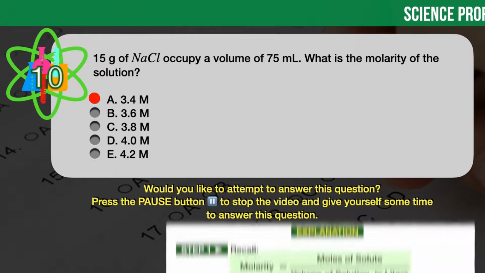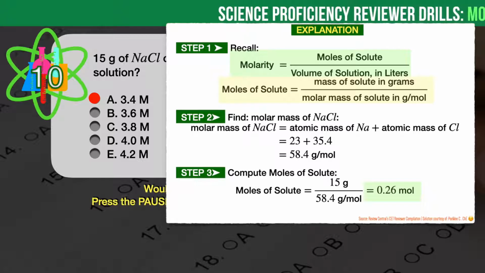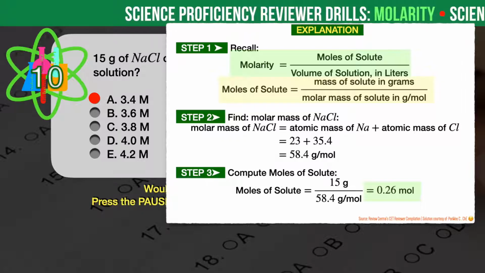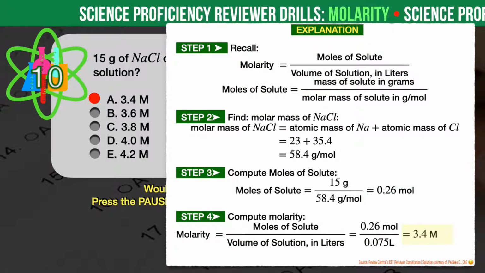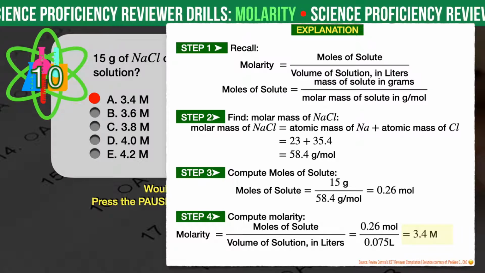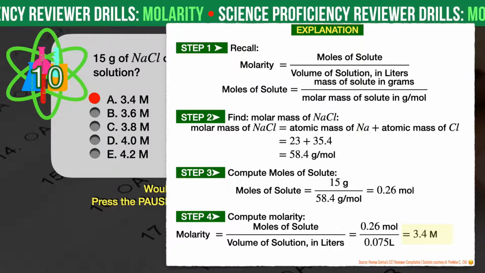3.4 M. From drill question number 4, we've already computed for the molar mass of sodium chloride to be 58.4 grams per mole. With a mass of solute given as 15 grams, the moles of solute should be 0.26 moles. Therefore, the molarity of the solution should be 0.26 moles divided by 0.075 liters, or 3.4 M.